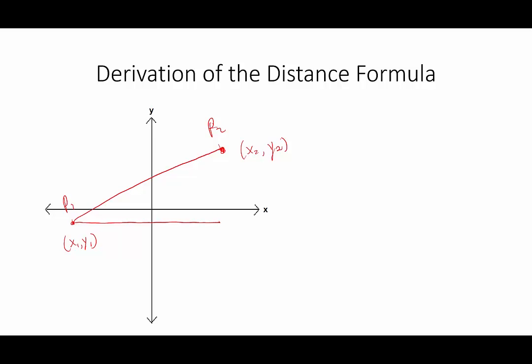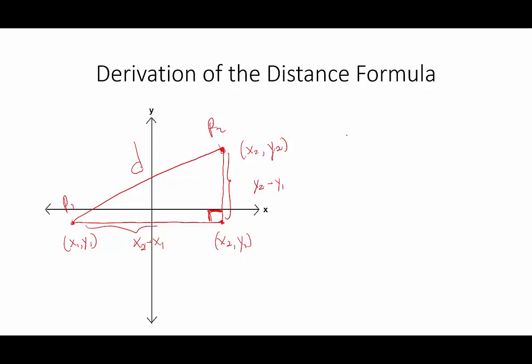Here we draw the line x equals x2, so that this point here is the point x2, y1. Now this here is a right angle, so we have a right triangle. So all we need to do is apply the Pythagorean theorem. This side is simply the difference of the y coordinates. And this side, this leg, is simply the difference in the x coordinates. And this is the distance.